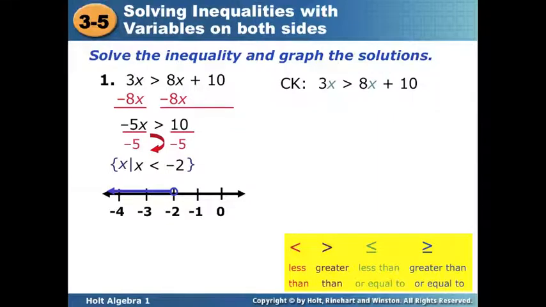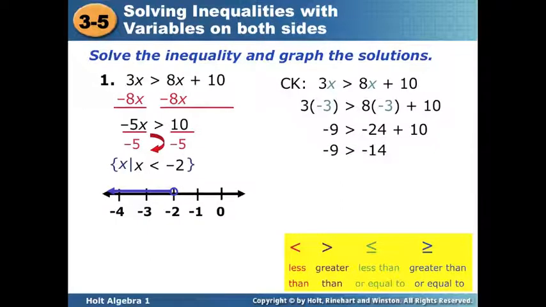Finally, we will check our solution. We want to check a number from the shaded region in our original problem. Here I'm going to check with negative 3. You could use any number from the shaded region. However, it's best to choose the very next number after your dot number. Work it out to see that negative 9 is greater than negative 14. So this does check out.